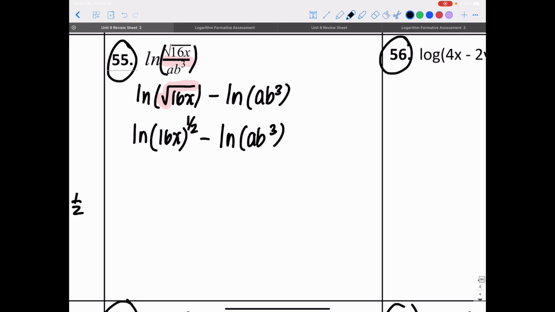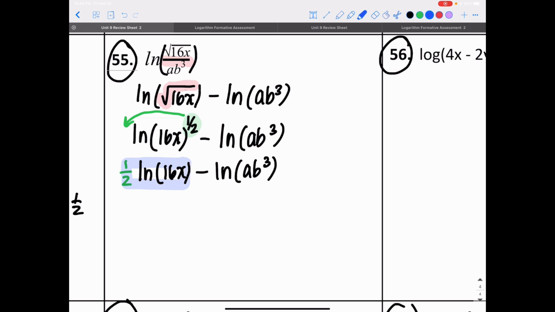For this first logarithm that I have an exponent that I don't want because in expanded form you're not allowed exponents, so I need to move it as a coefficient. I'm going to have 1/2 times ln of 16x minus ln of ab cubed. And now I'm going to take care of these logarithms separately.